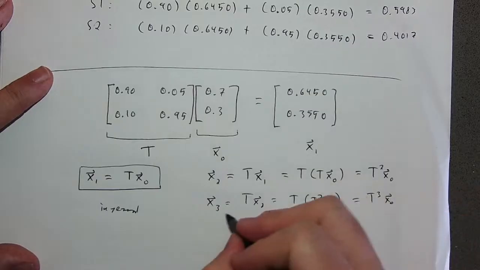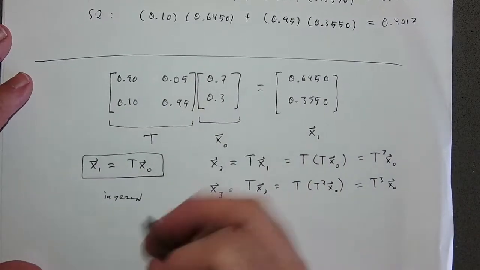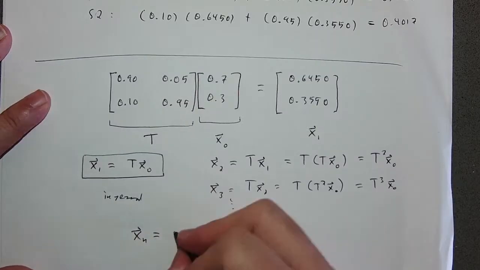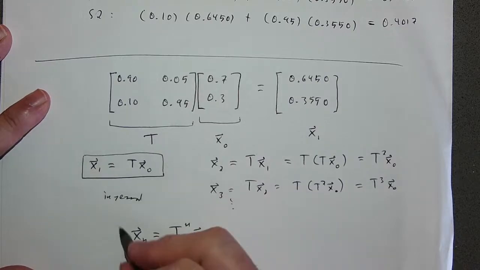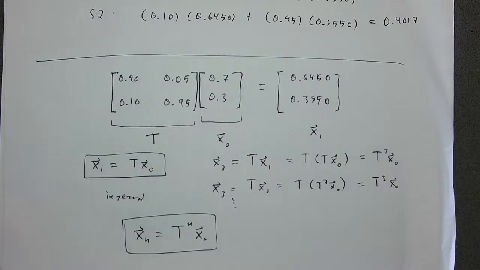And so this shows you how to get to any nth time step. So after the nth year, for instance, in this example, x sub n is T to the n times that initial vector. So I don't need to compute any of the intermediate vectors. I only need to know the initial vector, but I need to know these nth powers of the matrix T.